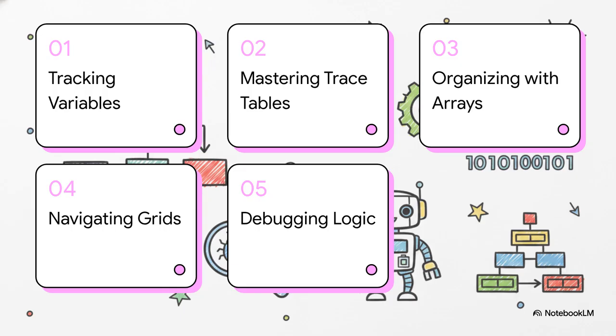Here is our roadmap for this investigation. First up, tracking invisible variables. Then, mastering the trace table. Third, organizing data with arrays. Fourth, navigating 2D grids. And finally, number 5, debugging logic traps.